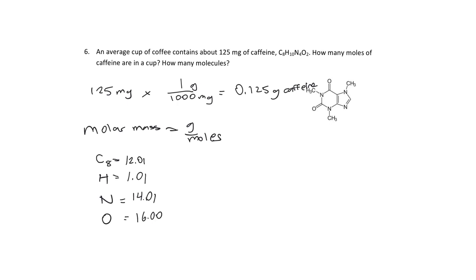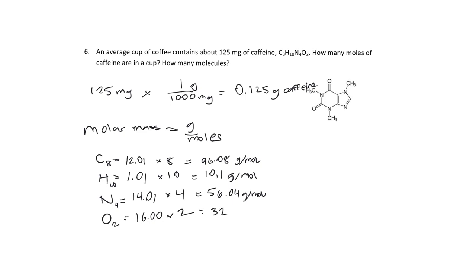So I have C8, H10, N4, and O2. So I'll multiply this by 8. That will give us 96.08 grams per mole. Multiply this by 10. That will give me 10.1 grams per mole. 14 times 4, 56.04. Then lastly, multiply this by 2, 32 grams per mole. So I always like writing everything out, making sure I don't skip anything in the process. And finally, we'll punch everything in to find the molar mass of caffeine is 194.22 grams per mole.